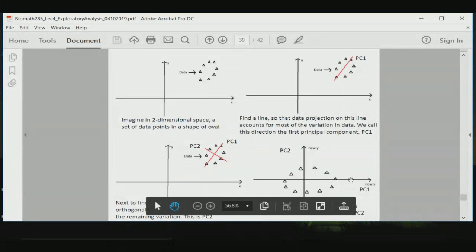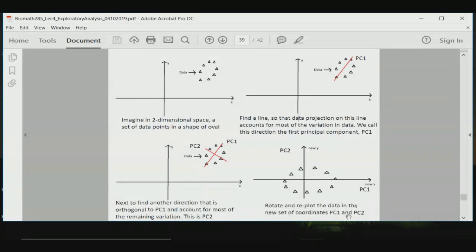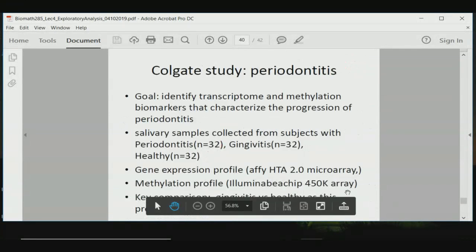As long as the first few principal components represent most of the variation in the data, I should say that. If they only account for 1%, then we shouldn't use the principal component analysis. Okay. So this is a data example.